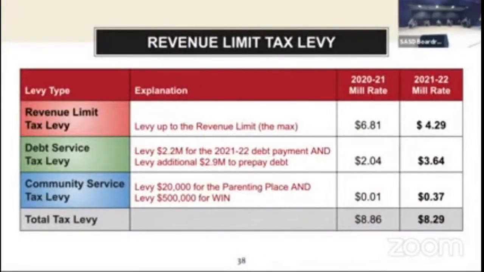So the 2021 mill rate is in the first column going down, and that's the actual mill rate that we had last year. And then the proposal is in the final column. And what that incorporates is our revenue limit tax levy, which I am recommending that we levy up to the revenue limit or the maximum. And you can see that results in almost a $2.50 decrease from last year. The debt service tax levy, we're required to levy 2.2 million. Last year, we chose to levy 2.75 million.